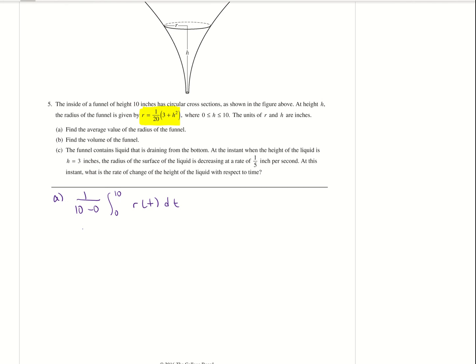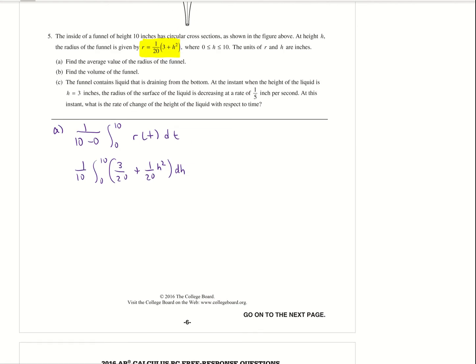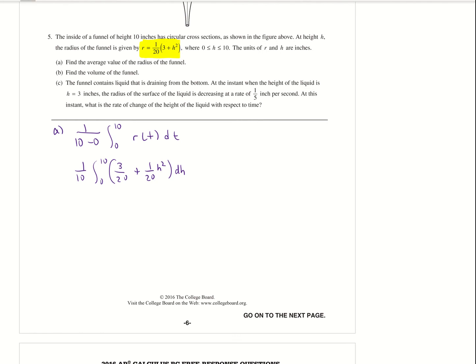So I'm going to rewrite this as 1/10 of the definite integral from 0 to 10. I'm going to distribute this. This would be 3/20 plus 1/20 h squared, and this is dh. Now, if you wanted, you could take the 1/20 and put it out front with the 1/10. Maybe that would have actually been a little bit wiser, but that's not how I thought of doing it just now. So this would be 1/10, and I'm going to integrate this.